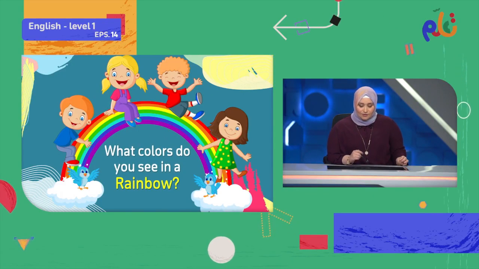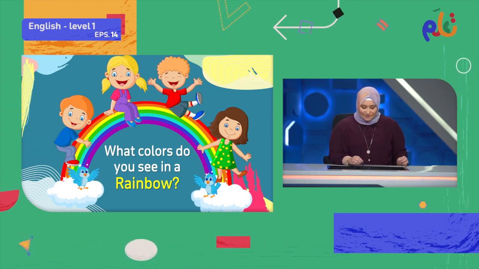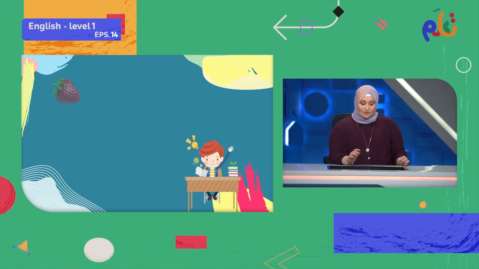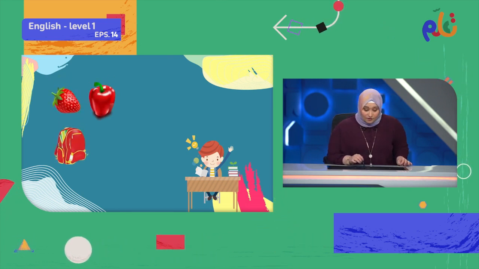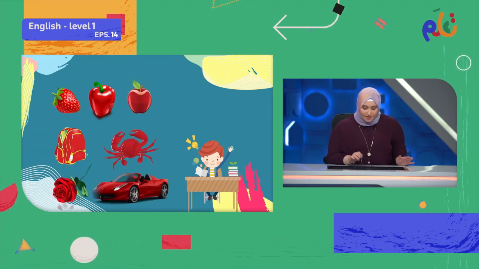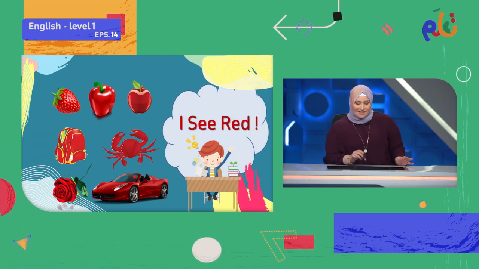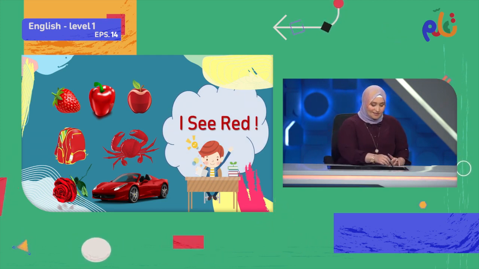Now, what colors do you see in a rainbow? Let's see what colors we see. I see a lot of items in red. I see a lot of items in red.